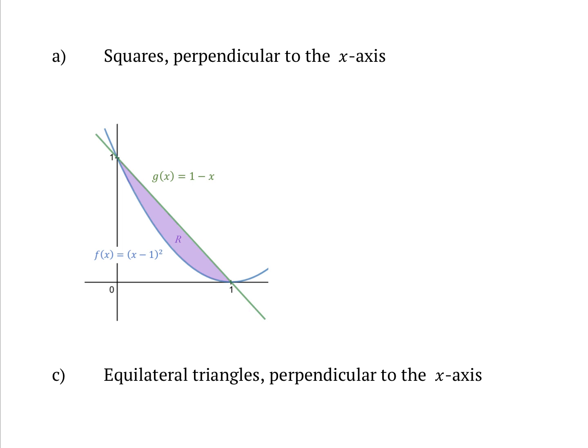Okay, for these types, I think the best thing is to start with the general formula. So you always do an integral, and you always integrate some area function. And this is the area of the cross section that they're describing. All right, for this one also, we know that this shaded region here goes from 0 to 1 in the x direction. And that'll be our limits here.